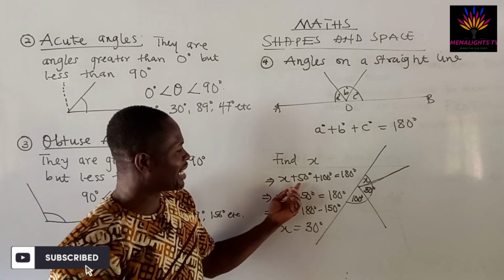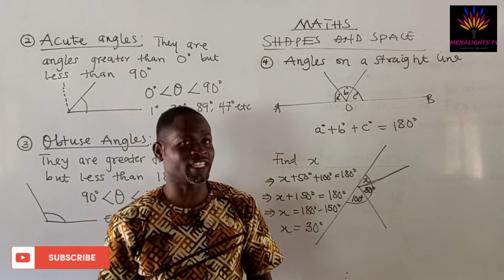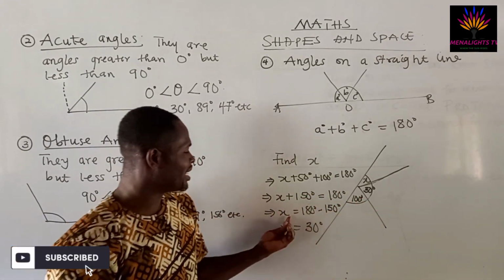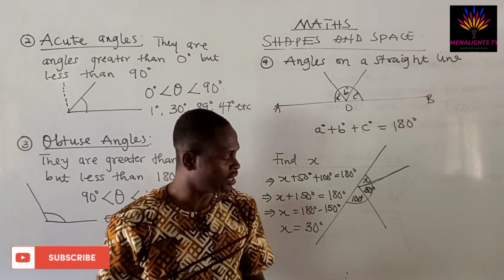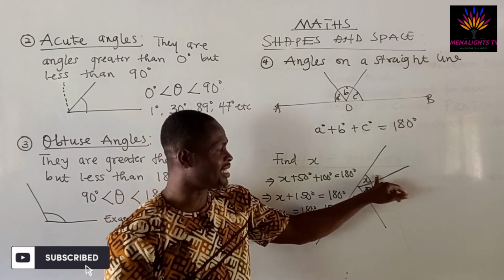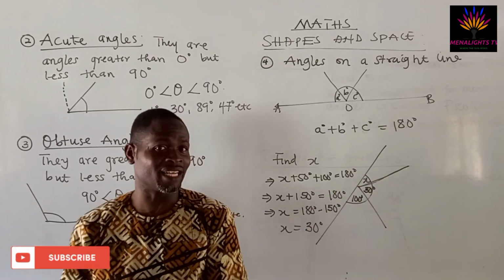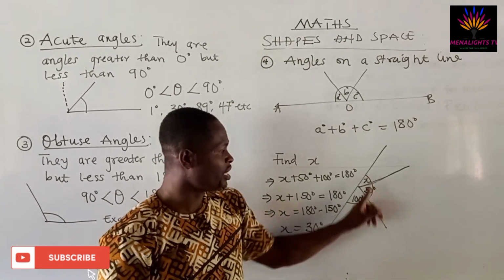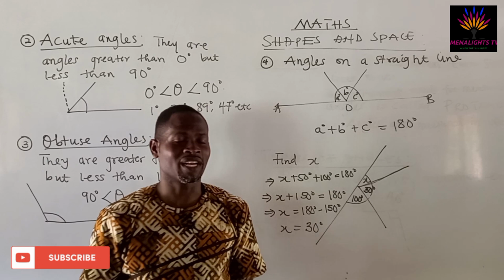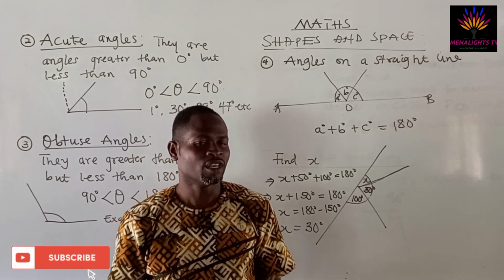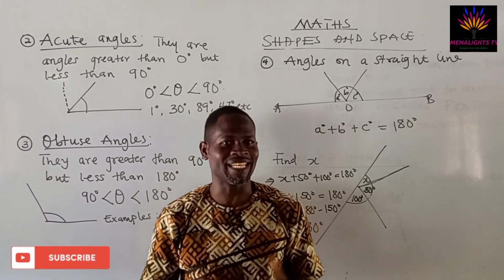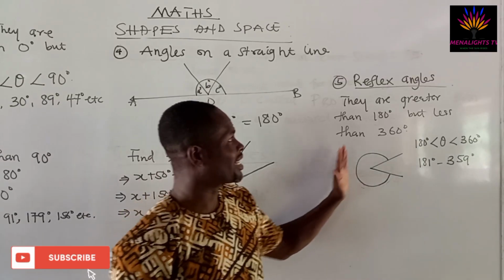So you have x plus 50 plus 100 is equal to 180. So x plus 150 is equal to 180. Then x is equal to 180 minus 150, so we have x equal to 30. Which means the angle represented by x is 30 degrees. So 30 plus 50 will give us 80, and 80 plus 100 will give us 180 degrees. So angles on a straight line, when you add them, surely you get what? 180 degrees.